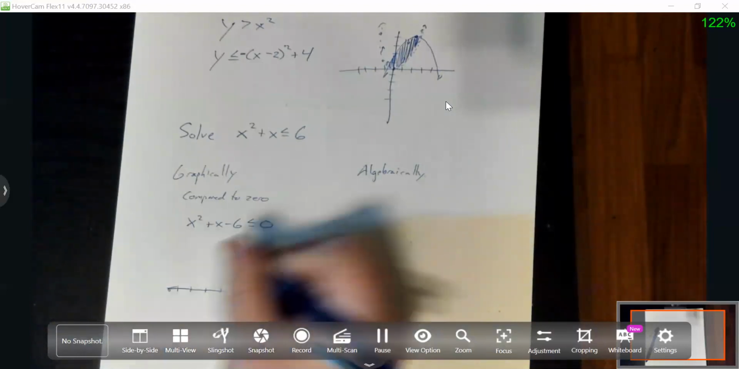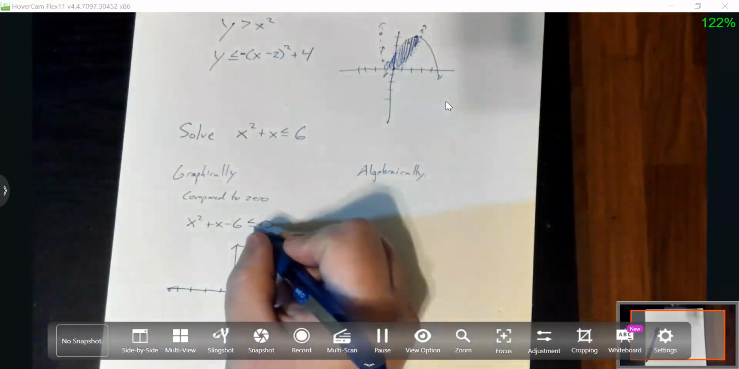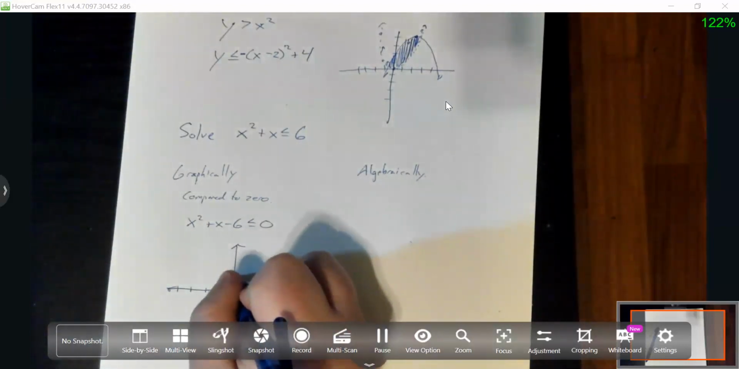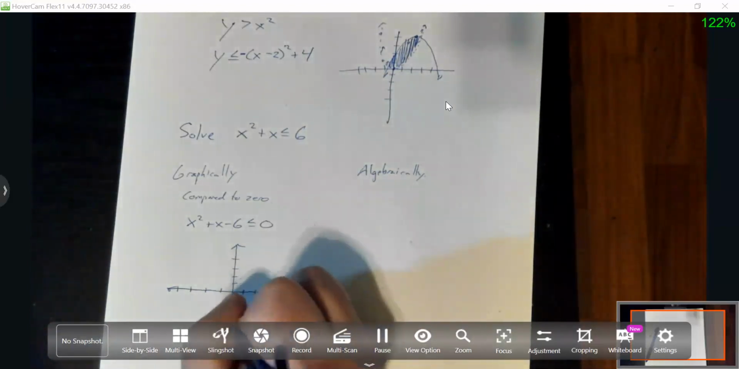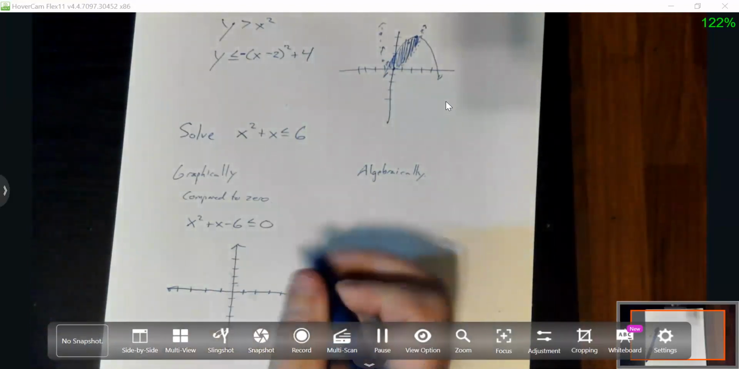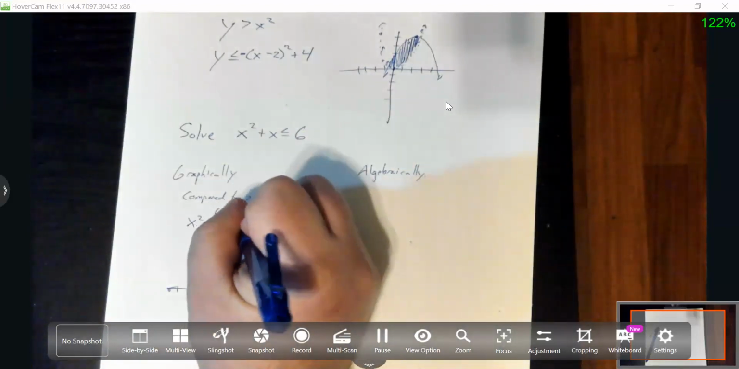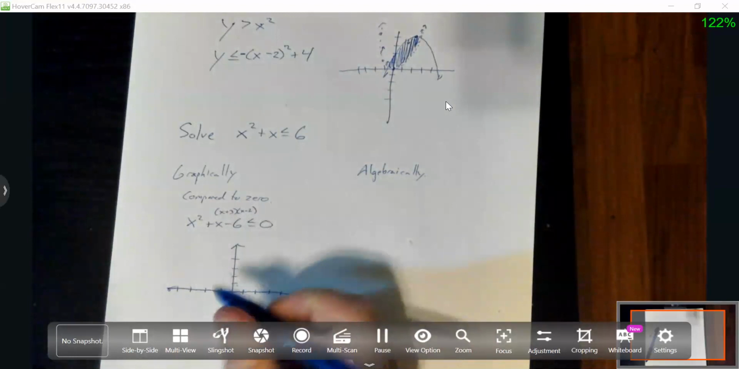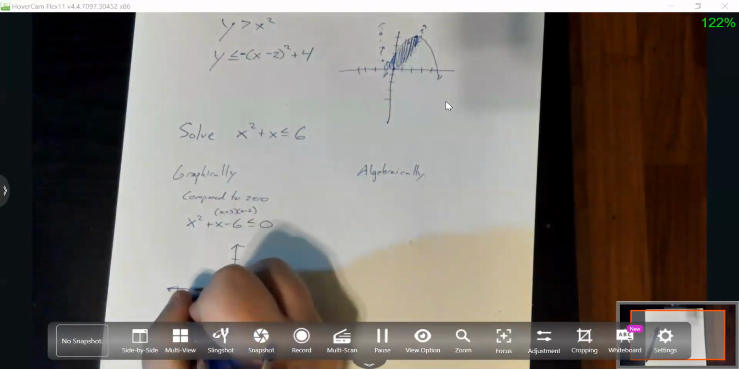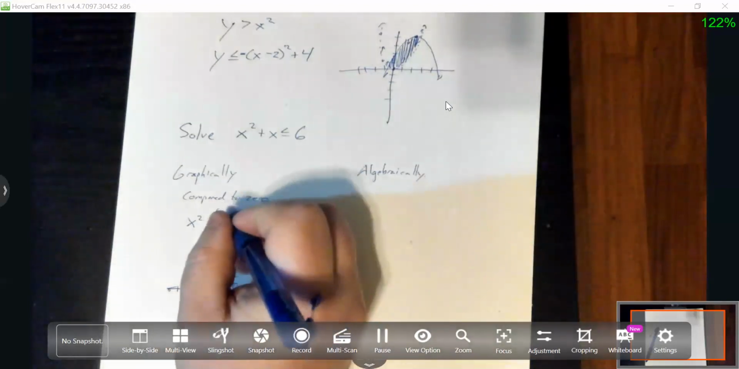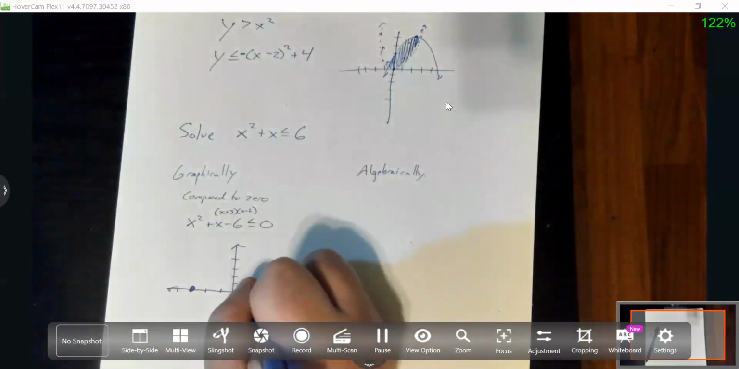So all I'm going to do is I'm going to pretend that this was equal to 0 first, and we're just going to graph. That's all we need first. So in this case, this is factorable. That's x plus 3, x minus 2. So we'd have a 0 at negative 3, and I'd have a 0 at positive 2.